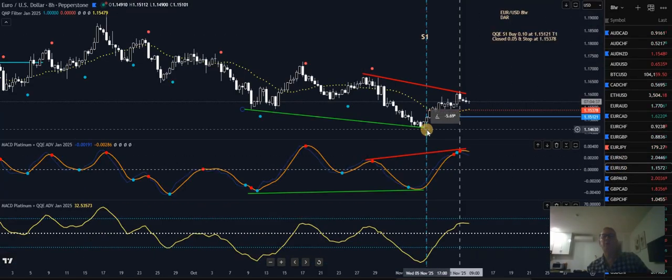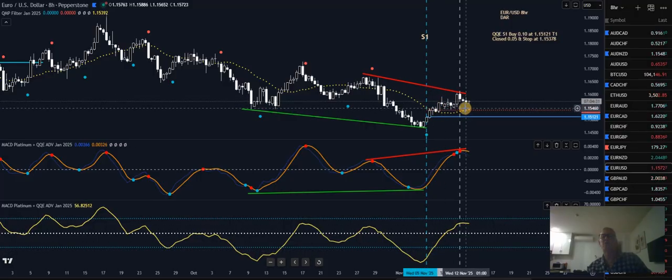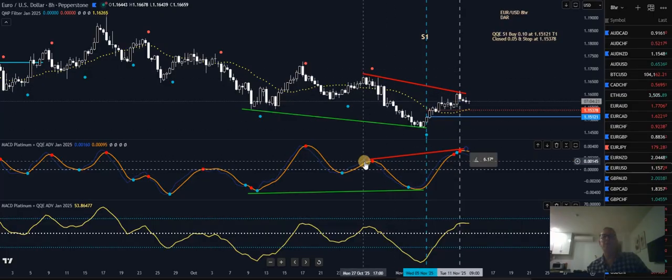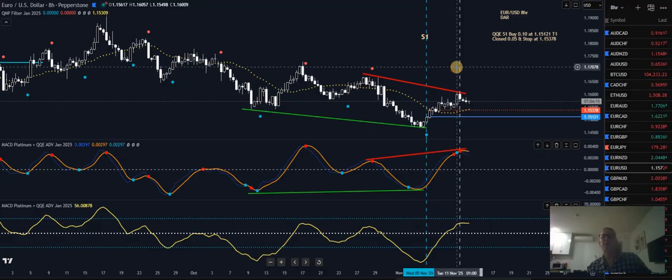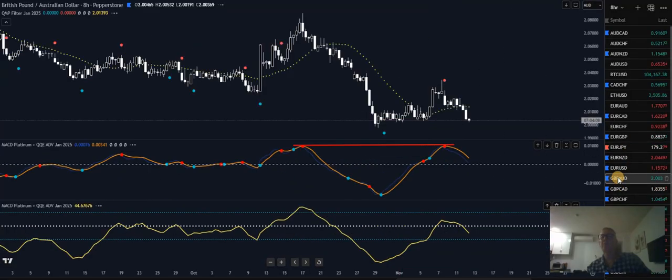Euro USD, took a buy. It's a QQE buy up through the 50 level, close half, stop in place, just trailing the stop now. Can't lose on that. In the meantime, even though the QQE is not above the 60, we've got potential hidden bearish divergence forming there. There's a red dot on the MACD Platinum above the 0 level, so getting ready to potentially sell. Can't lose on the buy, looking for a sell.